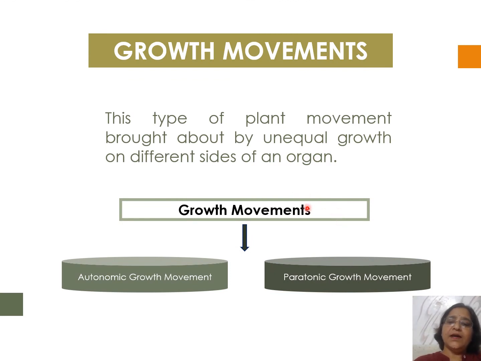So those are all variation movements. They are mostly controlled by the change in turgidity. Some of that was growth related. And now we are coming to the growth movements. This type of plant movement is brought about by unequal growth on different sides of an organ. Because of the difference in the growth of an organ on different sides, this type of movement takes place. It is further of two types, autonomic growth movement and paratonic growth movement.